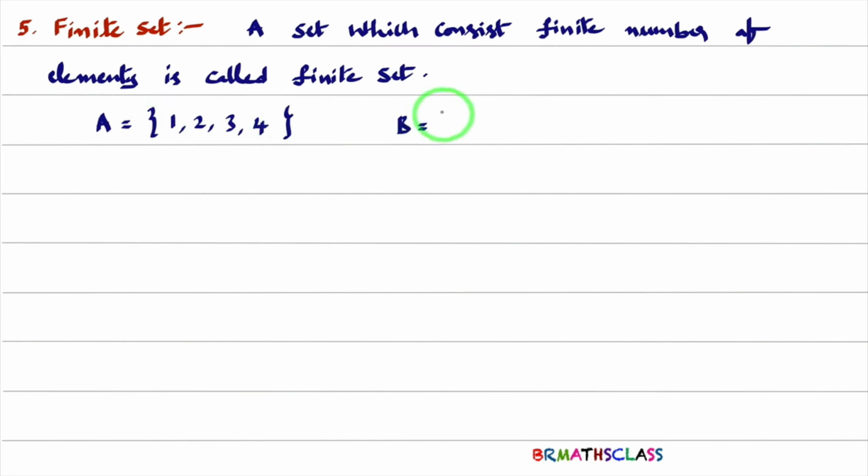And we'll take one more example. Collection of all vowels in English alphabet. What you will say about this set? This set is a finite set or infinite set? We say that this set is finite set because it is having finite number of elements. How many elements are present in set B? 5 elements are present. So what is finite set? A set which consists finite number of elements is called finite set.